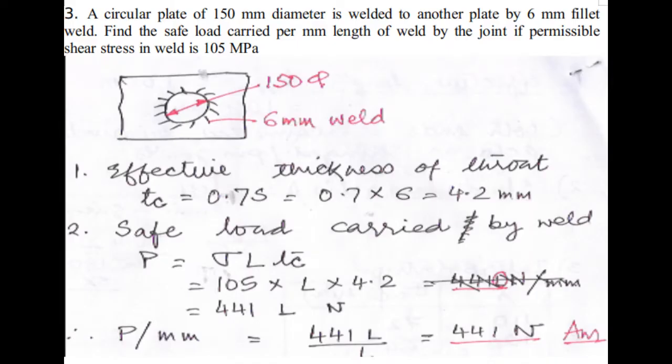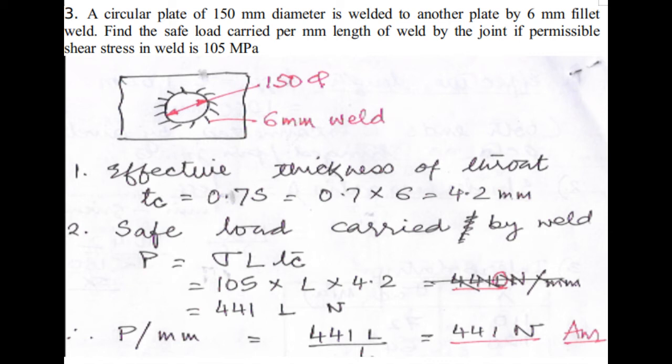Let us see another question. A circular plate of 150 millimeter diameter is welded to another plate by a 6 millimeter fillet weld. Find the safe load carried per millimeter length of weld by the joint if permissible shear stress in weld is 105 MPa. The diagram is given. As you can see, this is a 150 millimeter diameter circular plate, and it has been welded to another plate with a 6 millimeter weld. The diagram shows it all.